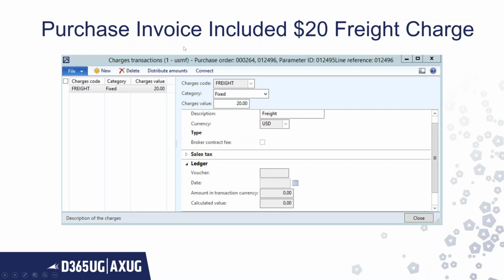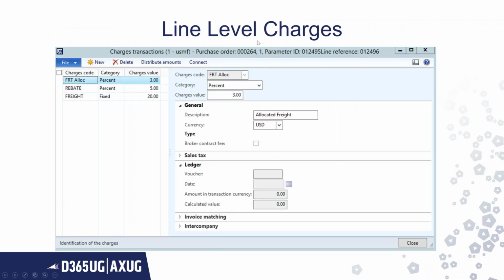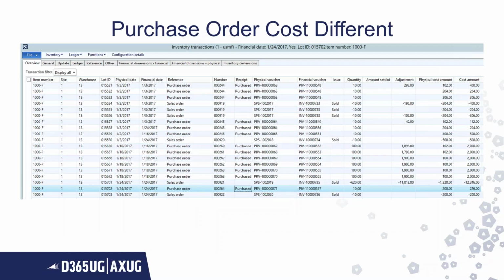So again, when I receive it, I'm going to receive it at the anticipated purchase price. Any other costs are not going to hit until I do the financial voucher. So in this case, I've got a $20 freight charge, and I'm allocating the freight charge to the item. You can see my allocations here, my line level charges. So my purchase order cost is going to be $200 plus the $26 in other types of costs, and that's coming from those fees that are associated with it.